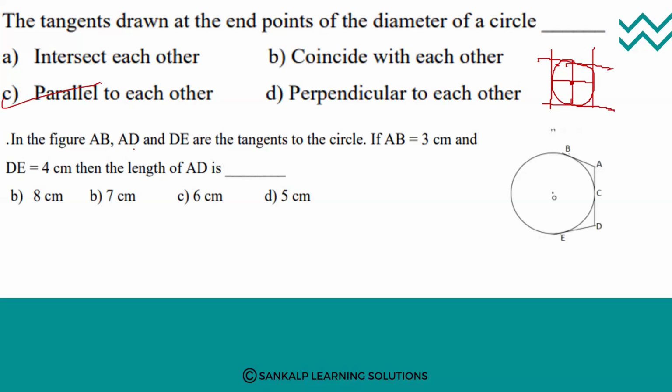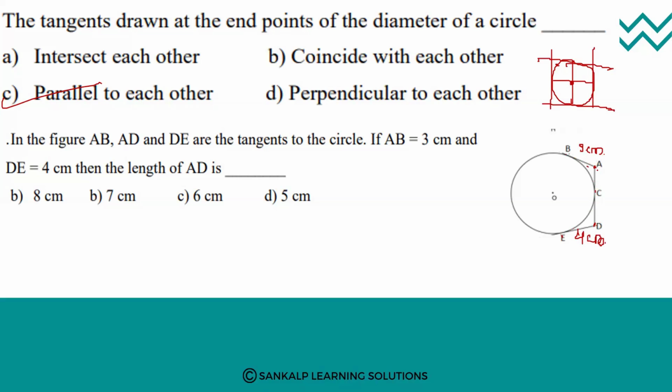In the figure, AB, AD and DE are the tangents to the circle. AB is equal to 3 centimeter and DE is 4 centimeter and the length of AD they have asked. So, this full length we want. For that, here A is an external point and you are drawing two tangents, right? So, here AB and AC are two tangents and D is an external point and CD and DE are two tangents drawn from the external point to the circle.